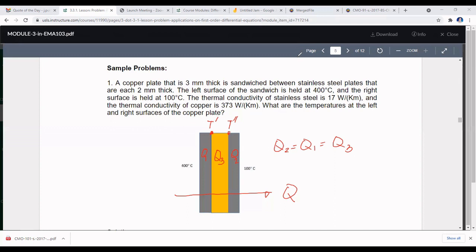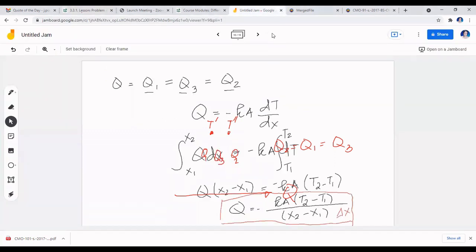Okay, I can't find the Jamboard. Wait, class, huh? Okay, new share. Okay. I need to clear everything.